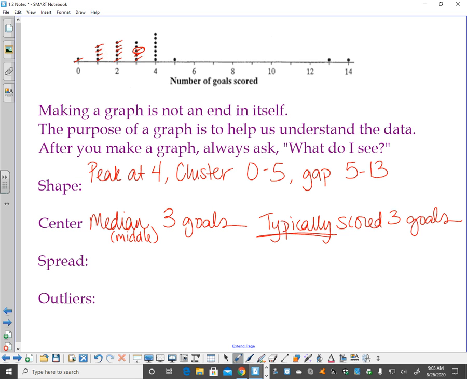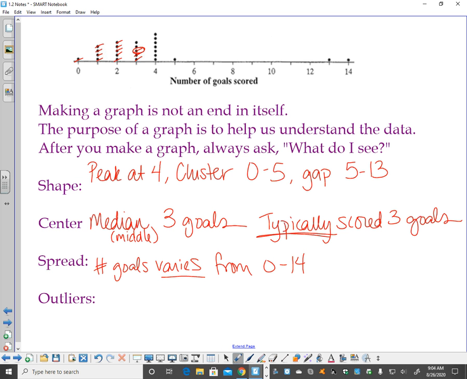Okay, the spread, that means exactly what you see. How far spread out is the data? And I'm going to say that the number of goals varies. That's a great stats word. You're kind of building your stats vocabulary. And these words that I'm underlining, these are words that I want to see on your FRQs. The number of goals varies from 0 to 14. So that's just telling me how spread out my data is.